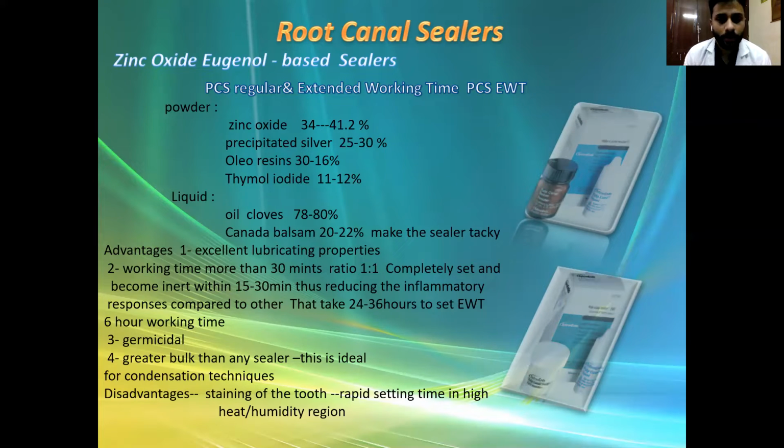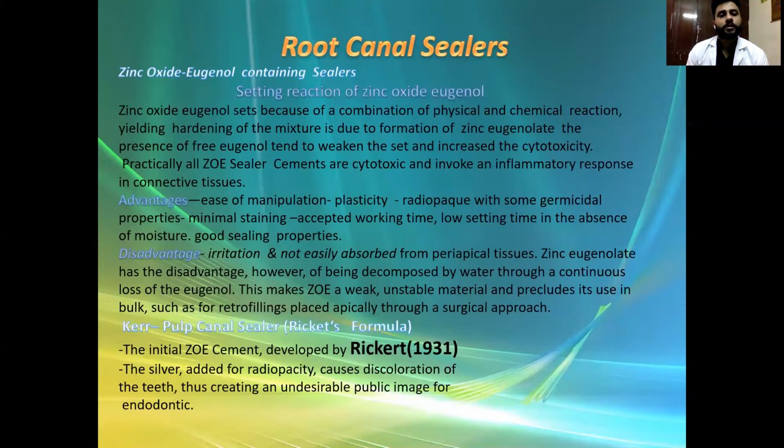For zinc oxide eugenol, the advantages are excellent lubricating properties, a working time of more than 30 minutes, and a ratio of 1:1. It completely sets and becomes inert within 15 to 30 minutes, thus reducing the inflammatory response compared to others that take 24 to 36 hours to set after working time. It is germicidal and has greater bulk than any sealer. This is ideal for lateral condensation obturation techniques. It comes with the disadvantages of staining the tooth and rapid setting time in high heat and humidity regions.